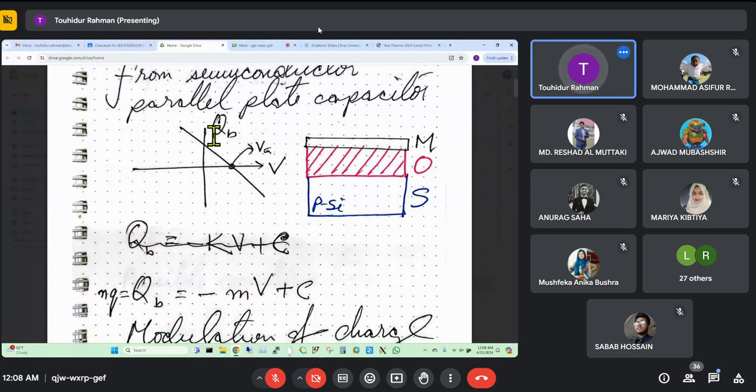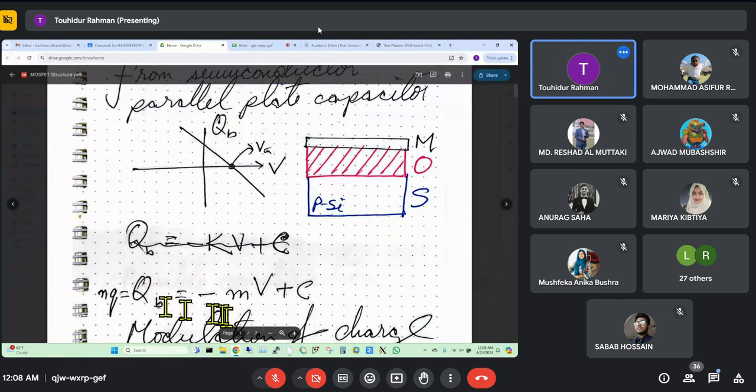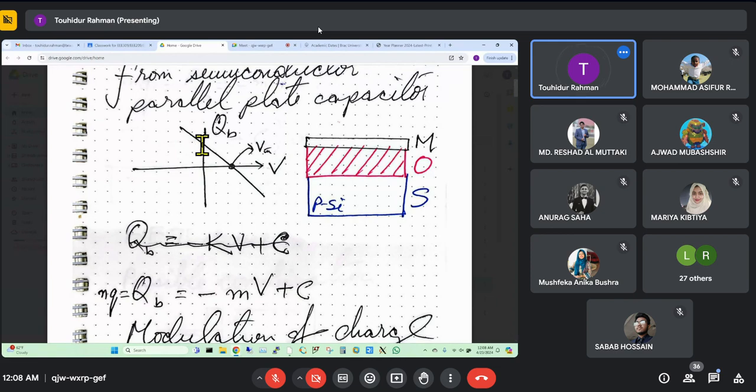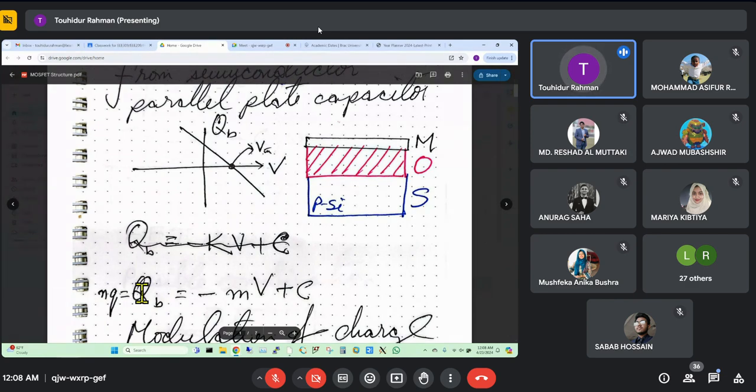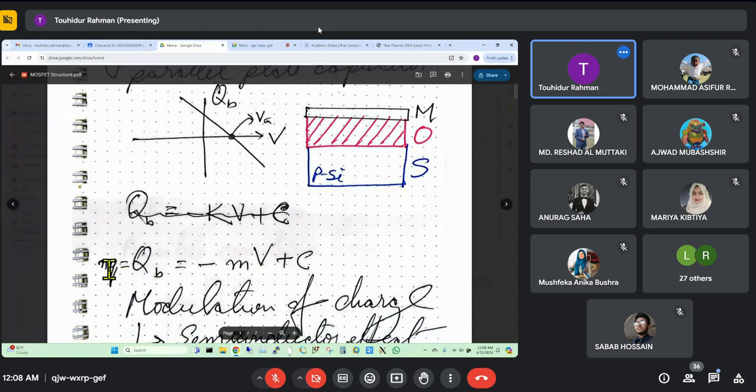So if we want to write a mathematical equation for the charge at the bottom plate, it should look like this. It's a kind of a straight line. QB is equal to minus M V plus C, where M is the slope, V is the applied voltage, and C is the charge at zero. This Q is the total charge on each plate. If the charge of one carrier is q, the total charge will be given by NQ. Everyone should be familiar with this factor NQ. We always write this equation.